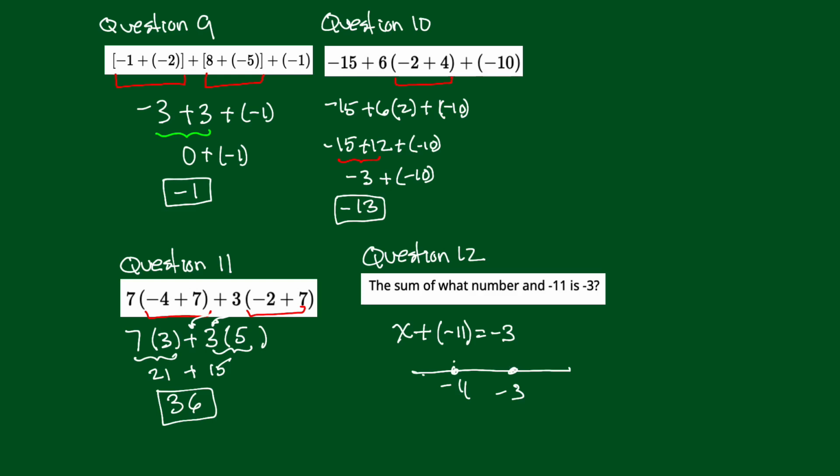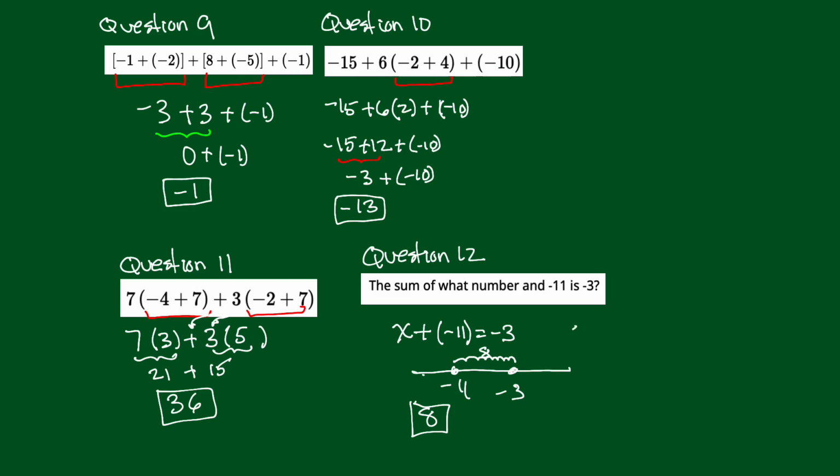Well, how about if I did this? Negative 11, negative 10, negative 9, negative 8, negative 7, negative 6, negative 5, negative 4, negative 3. I went 8 places to the right. So since I'm going to the right, I'm going to add a positive 8. So I think that number is 8.